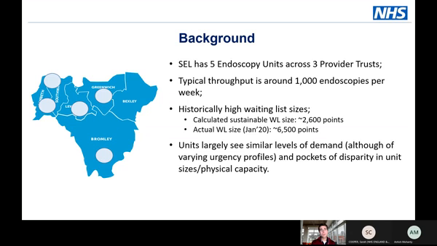And our units see largely similar levels of demand, although with differing profiles of urgency. Some might see very high urgent referrals and some more routine, but the levels are largely similar. But there's quite a lot of disparity in unit sizes and physical capacity, and so in their ability to handle those similar levels of demand. So we do see quite a lot of inequity in our system in access to diagnostics.